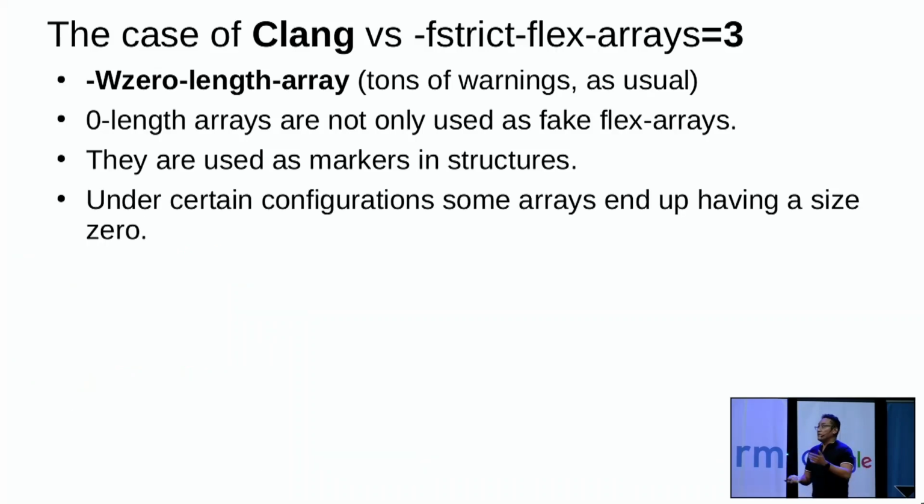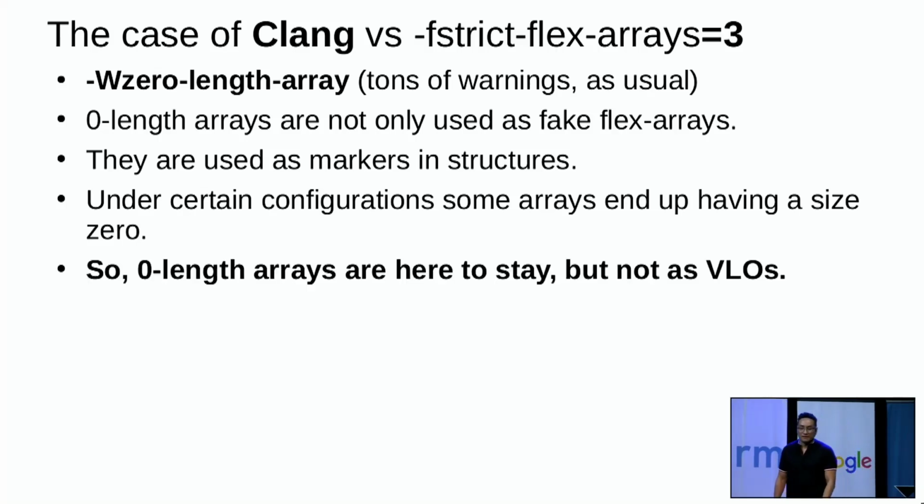And another thing with zero length arrays is that sometimes under certain configurations, we are going to end up with arrays of size 0. Under certain configurations, the size of the array is going to be greater, but under other configurations, we are not actually going to use that array, so the size for that array is going to be 0. So the thing is that zero length arrays are here to stay in the kernel, we just don't want to use them as variable length objects.